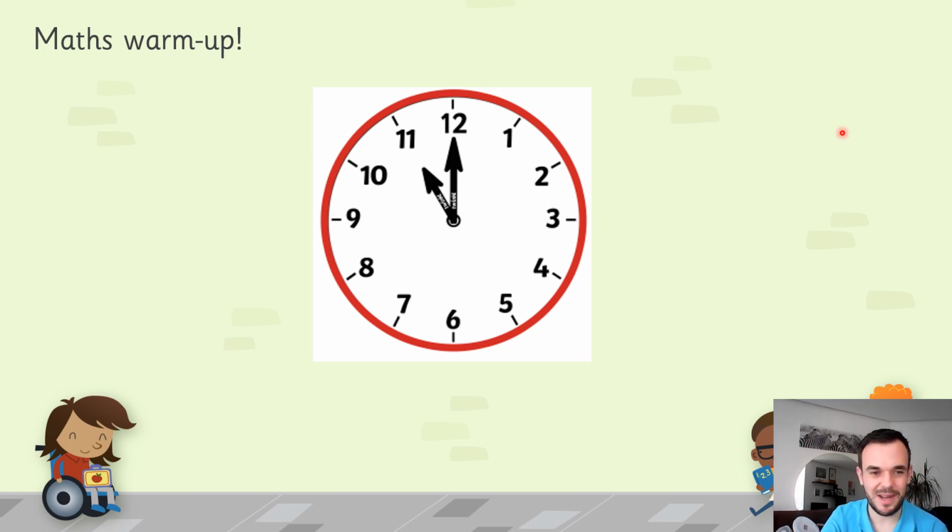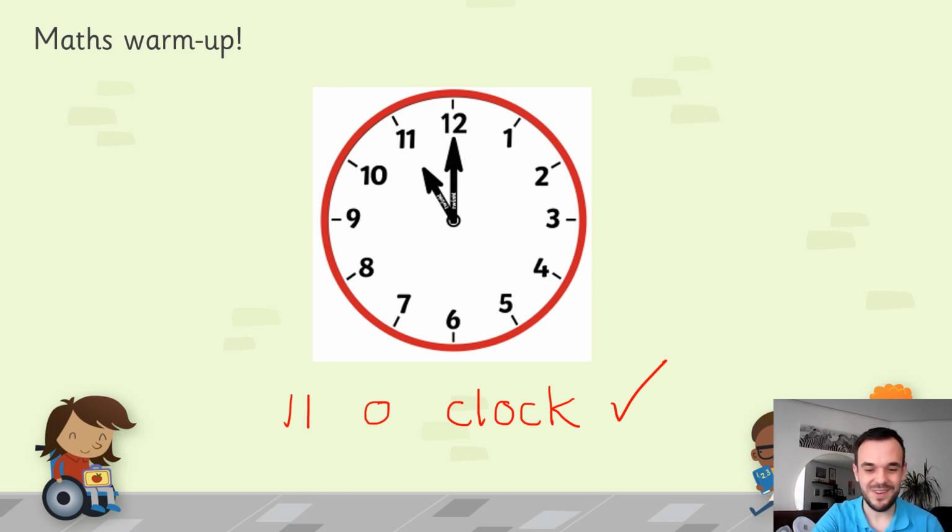Okay, I can see you've all had a go at writing the time down. Well, the big hand is pointing to the 12, so we know it is o'clock. It's always o'clock when the big hand points to the 12. The little hand is pointing to 11, so we know it's 11 o'clock. And you write that like this. 11 o'clock. If you got that right, give yourselves a big tick. Well done. If not, have another go. Let's have a look at the next one.